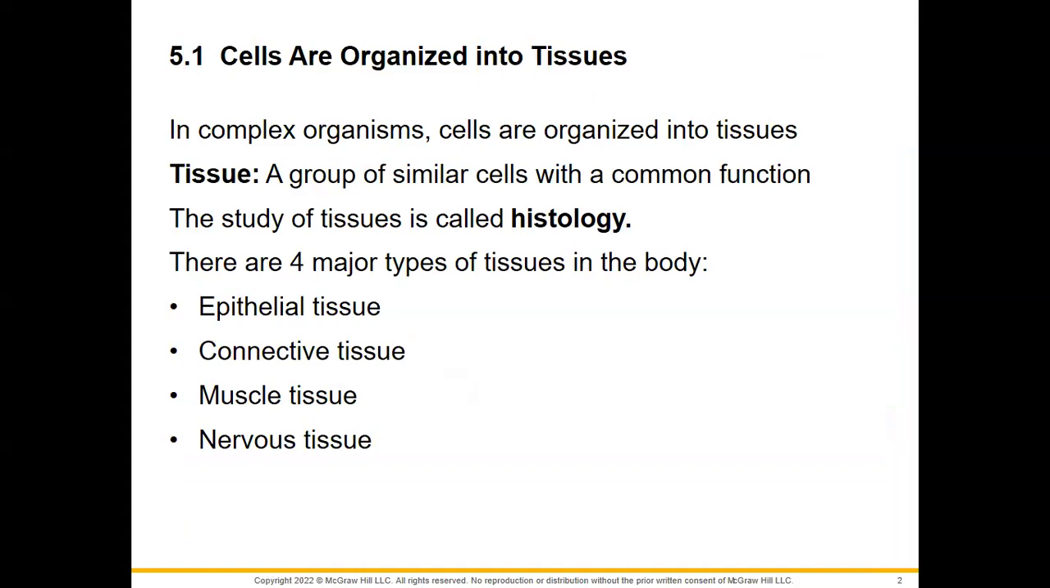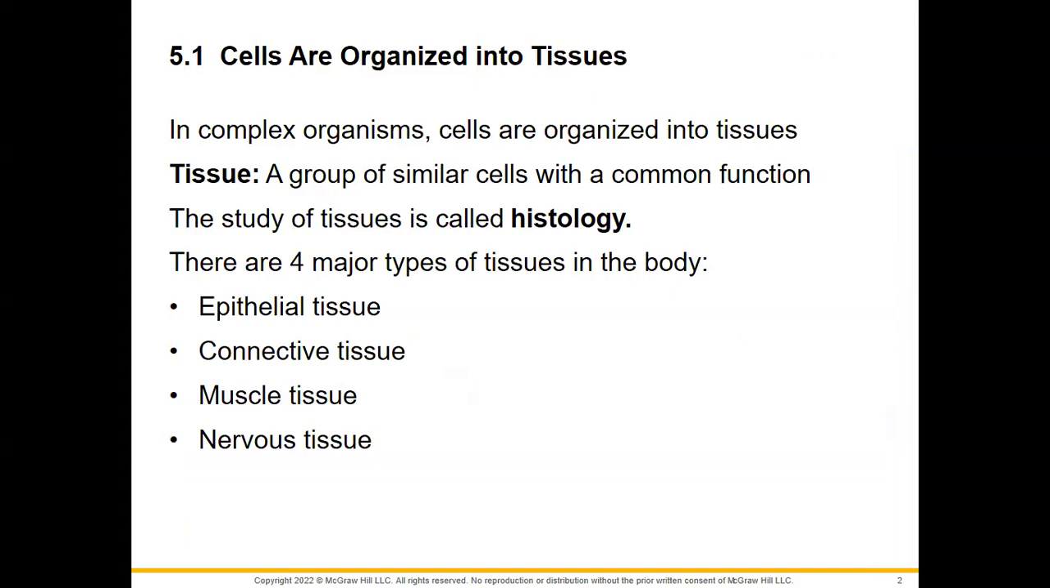So we had already talked about the organization of the body. You start off with atoms and it goes up to cells. Those cells get together to create tissues, which is where we are. So in complex organisms, cells are organized into tissues. A tissue is a group of similar cells with a common function.